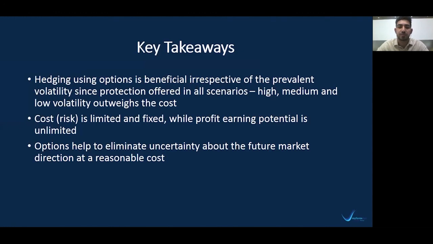Now, with options, what we've learned is that the cost to be incurred is limited and fixed, since primarily I'm an option buyer, while the profit earning potential is unlimited, because the market can rise to any level and I can choose to let my option lapse. And lastly, options have been known to eliminate uncertainty from the future, and all of it comes at a very reasonable cost.